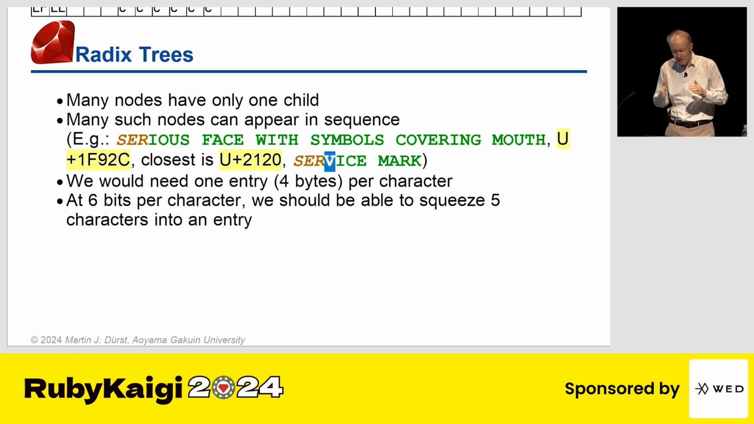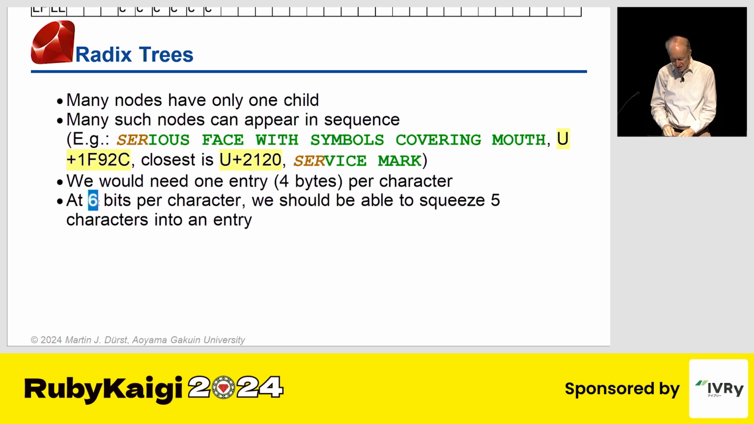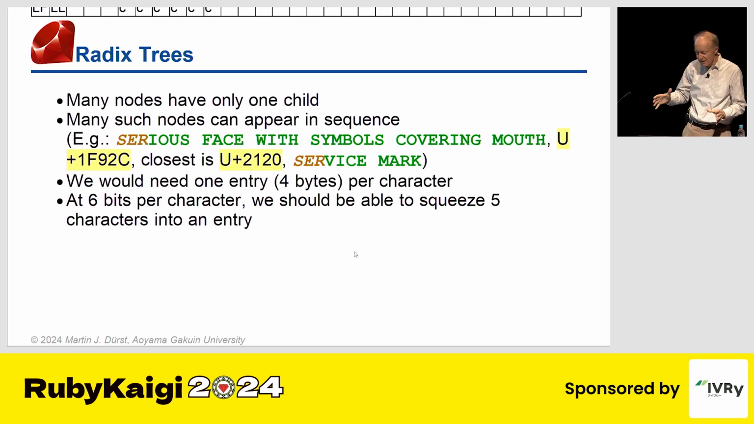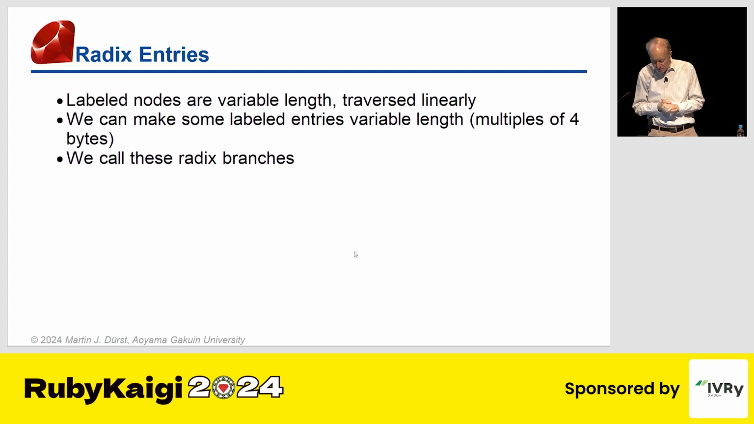And then we just go down one street after another, linearly down the tree. We would only need 4 bytes per character, but 4 bytes is still a lot. Actually, 6 bits should be enough, so we should be able to squeeze 5 characters into one entry, into one word. So how do we do that?